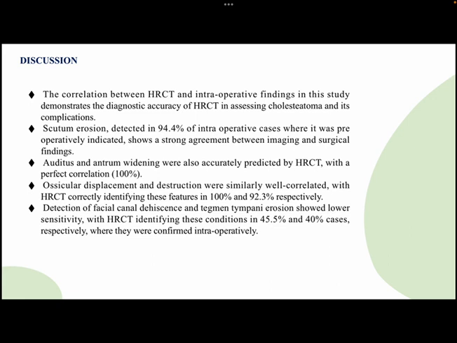Discussion: the correlation between HRCT and intraoperative findings in this study demonstrated the diagnostic accuracy of HRCT in assessing cholesteatoma and its complications. Scutum erosion was detected in 94.4% of intraoperative cases while it was preoperatively indicated, showing strong agreement between the imaging and surgical findings. Aditus and antral widening were also accurately predicted by HRCT with a perfect correlation of 100%. Ossicular displacement and destruction were similarly well correlated with HRCT, correctly identifying these features in 100% and 92.3% respectively. Detection of facial canal dehiscence and tegmen tympani erosion showed lower sensitivity, with HRCT identifying these conditions in 45.5% and 40% of cases respectively, where they were confirmed intraoperatively.